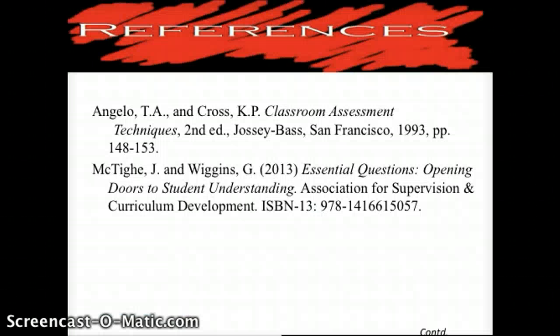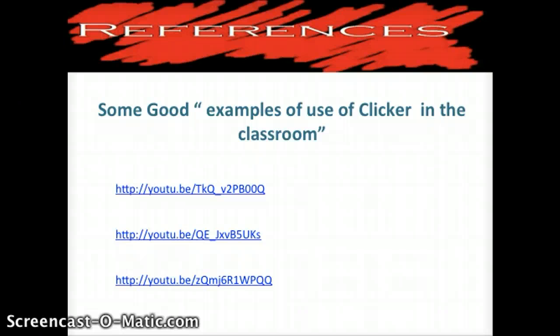These are the references which I used during my present session, and these sites are some good examples of use of clicker in the classroom.